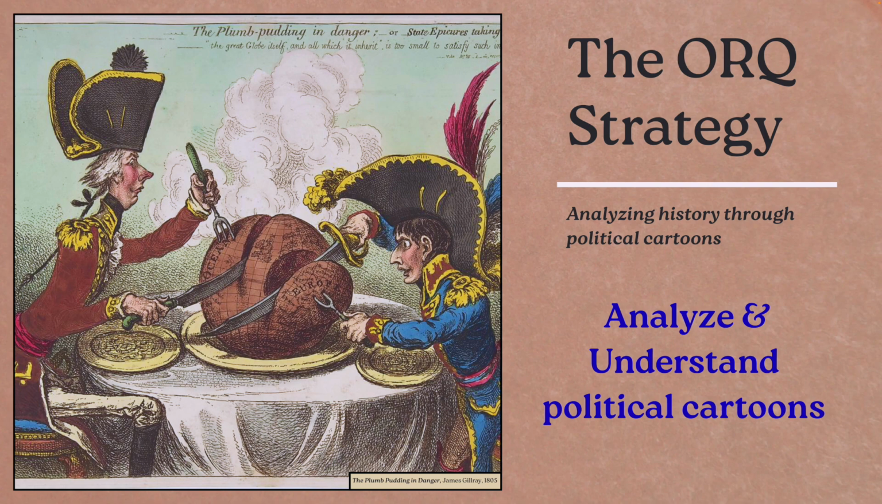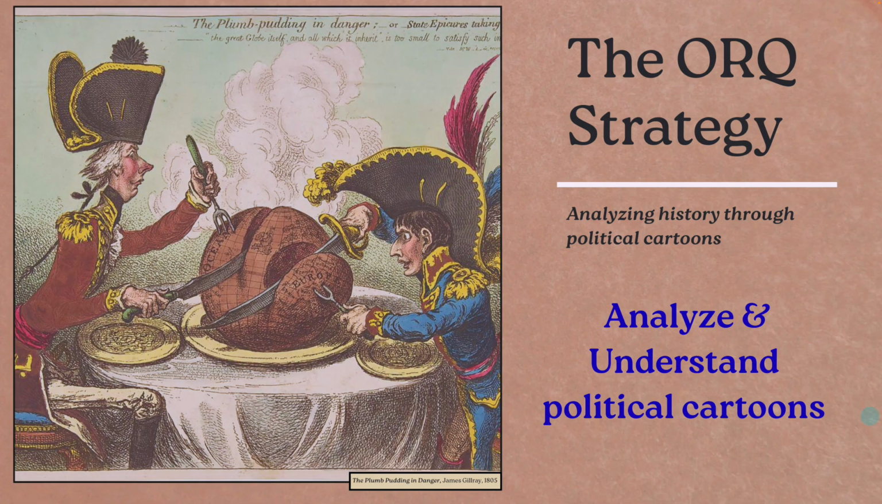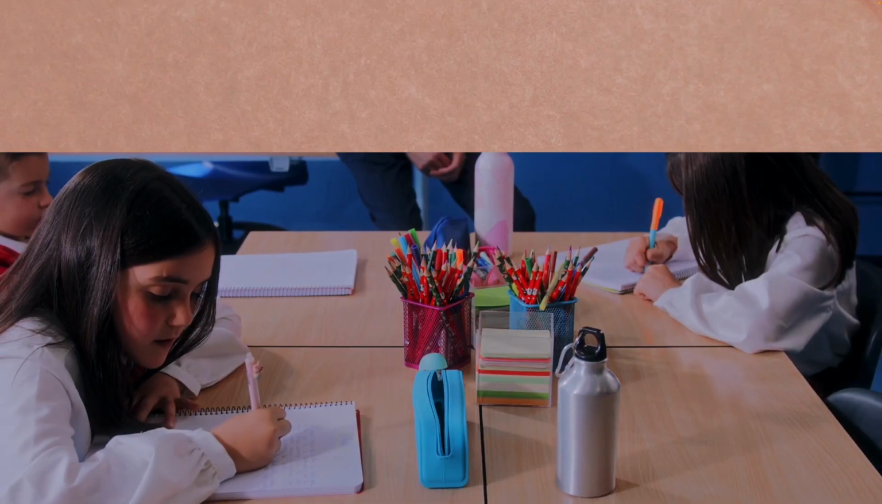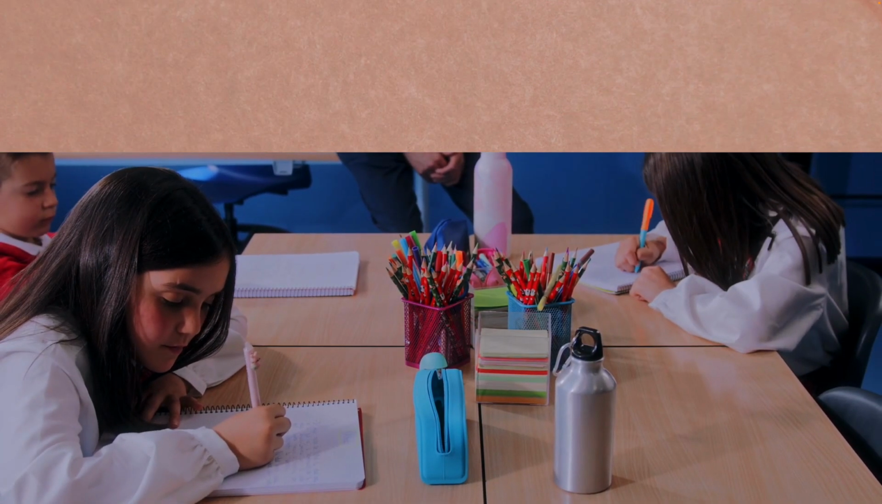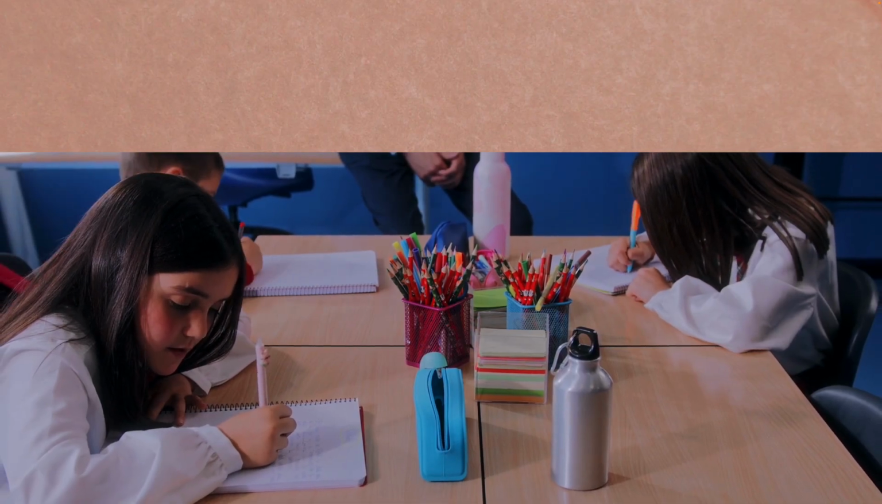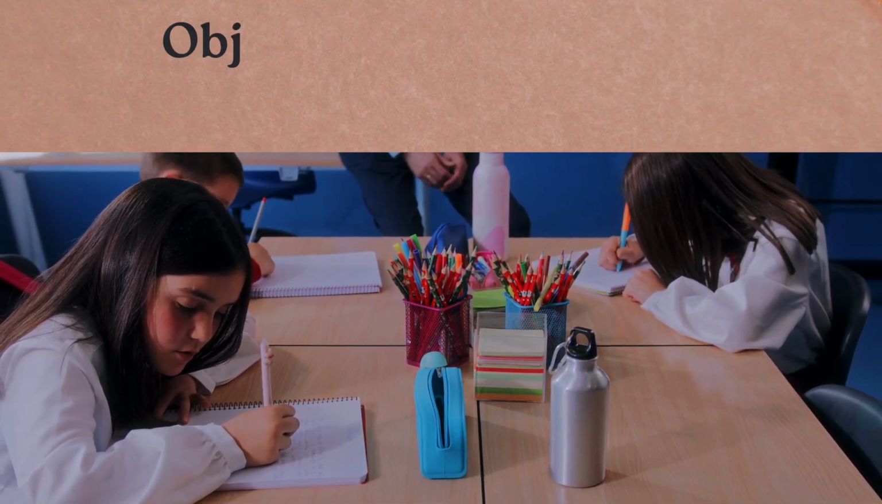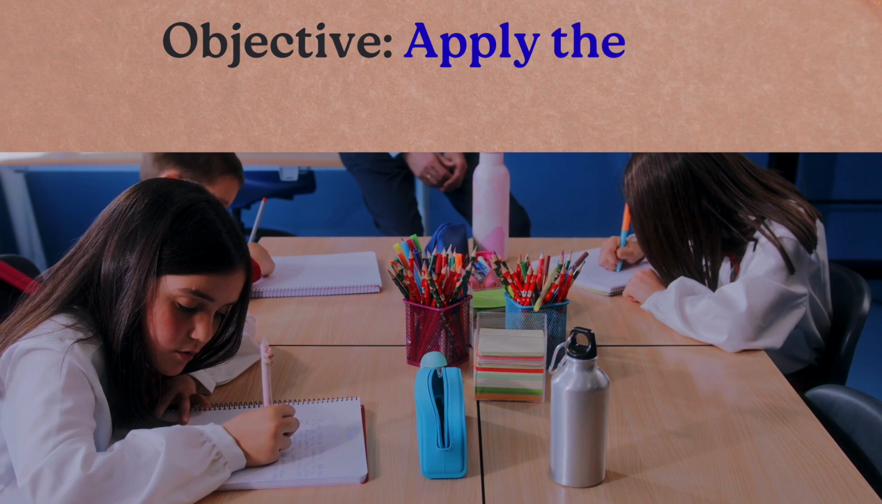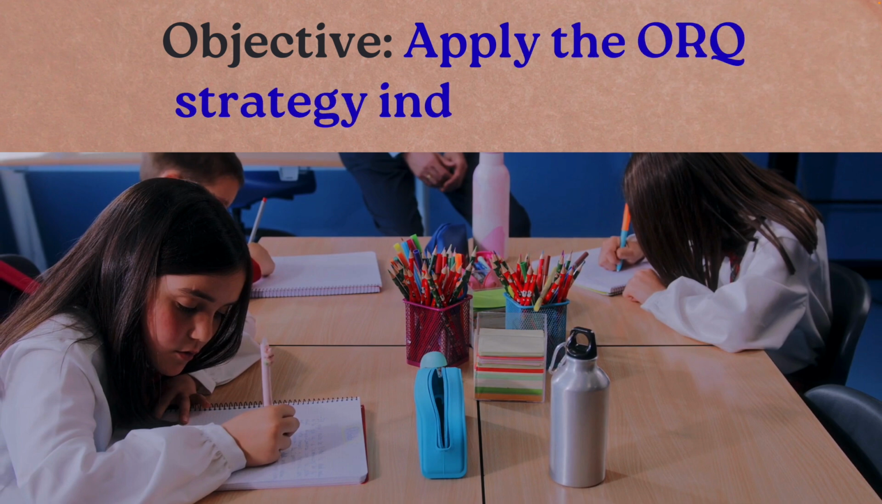The ORQ strategy is a tool that helps students develop the skills needed to analyze and understand political cartoons in a simple and concise manner. Not only can it be an effective tool for individual student work, but it can also be used for collaborative group work with diverse group learners. By the end of this lesson, learners should be able to apply the ORQ strategy independently without the assistance of a teacher.